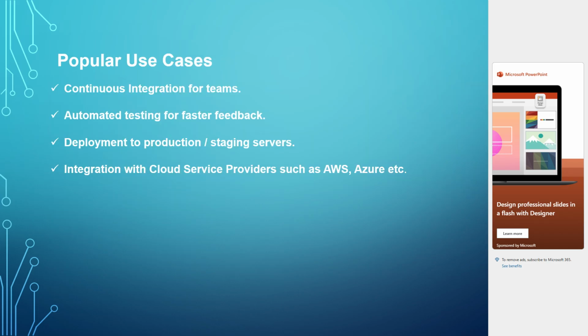Okay, now understanding some popular use cases. Here I have listed some of those use cases where Jenkins is mainly used. First, continuous integration for teams, then automated testing for faster feedback, deployment to production or staging servers, integration with cloud service providers such as AWS, Azure, etc. These are some of the popular use cases where we are heavily using Jenkins.